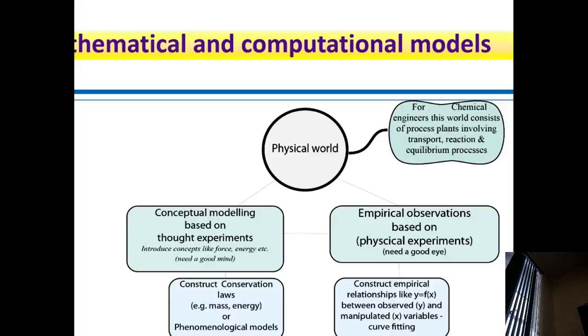And conceptual modeling is one where we just do thought experiments. Okay? Einstein's example for relativity of two observers in a train watching how the light travels, for example. So we can do a combination of these thought experiments and physical observations to understand conceptually the phenomena that we are interested in about the physical world.